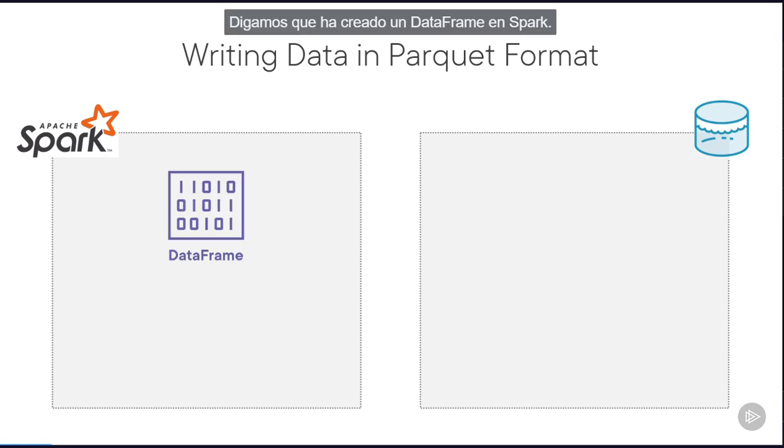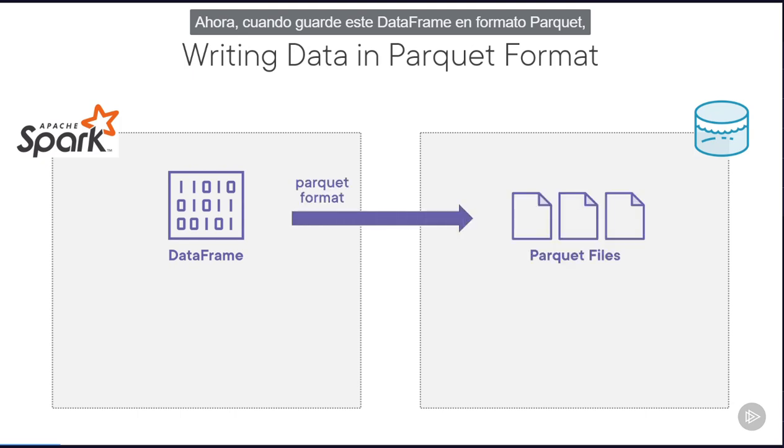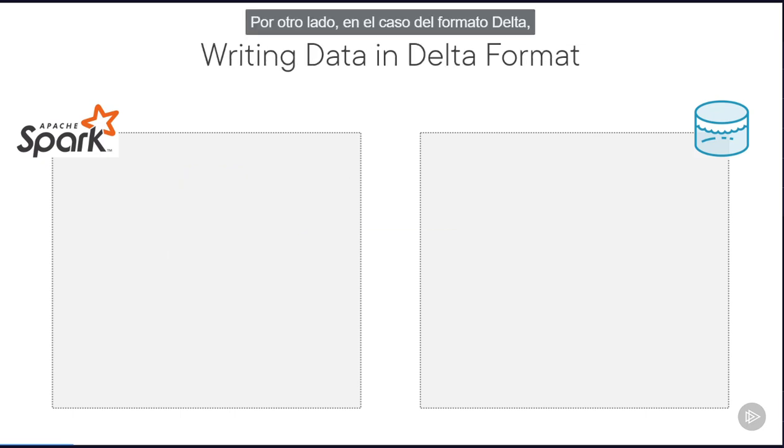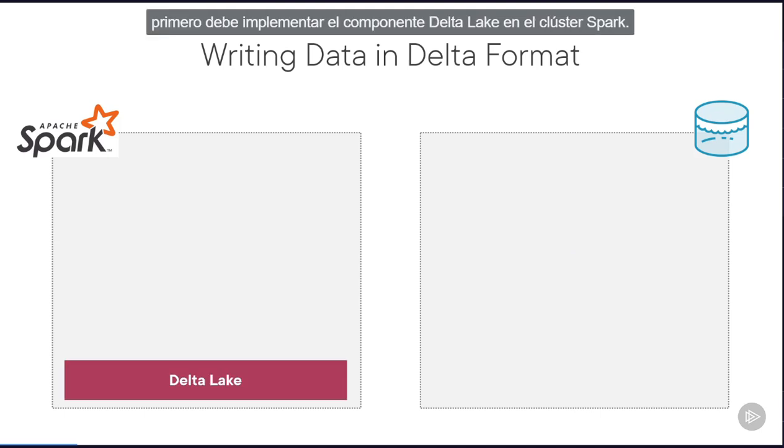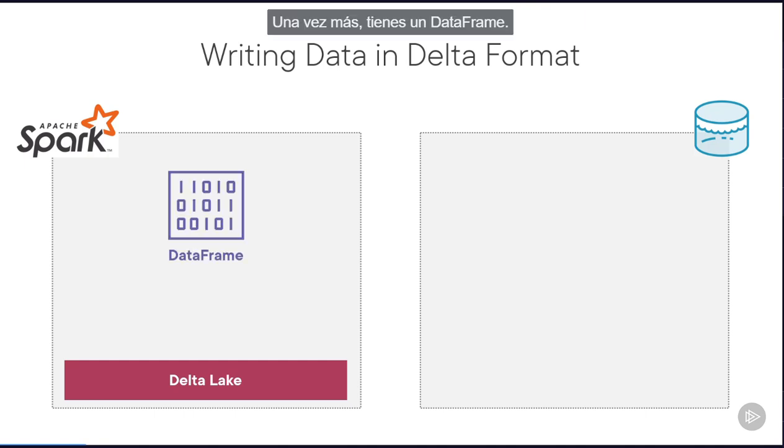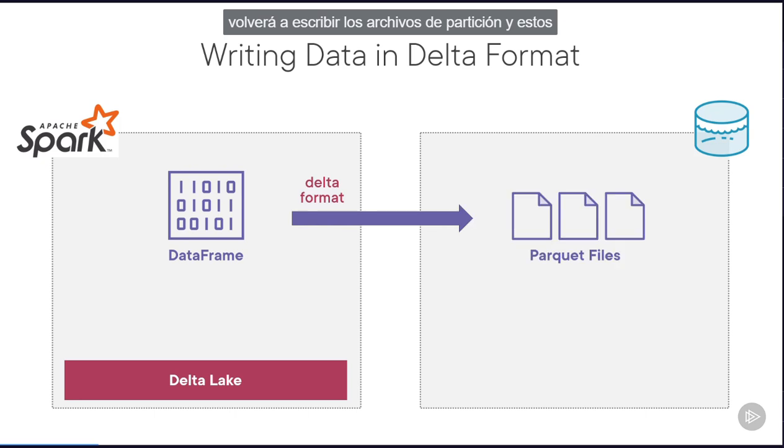Let's say you have created a data frame in Spark. Now when you save this data frame in Parquet format, it will create and store multiple partition files in Parquet format. On the other hand, in case of Delta format, first you need to deploy the Delta Lake component on the Spark cluster. Once again, you have a data frame. Now when you save the data frame in Delta format, it will again write the partition files, and these files will be in Parquet format. Till this point, it's exactly the same as the previous case.